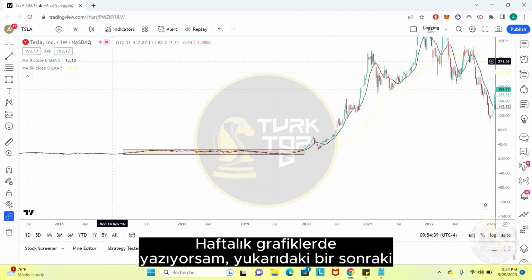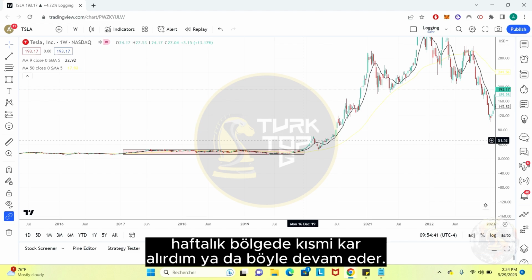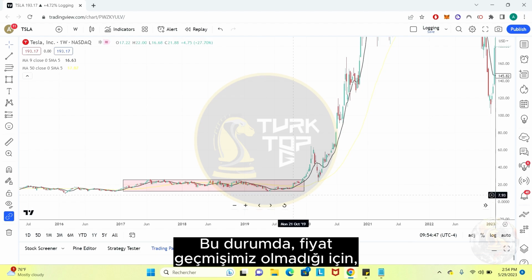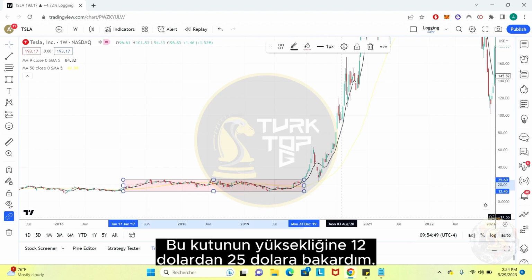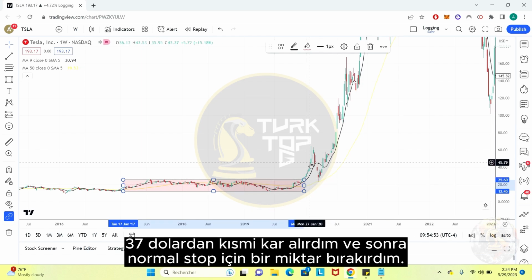If I'm riding on the weekly charts, I would take partial profits on the next weekly zone above. In this case, since we had no price history, I would have looked at the height of this box from $12 to $25. That's around a $12 move. I would have taken partial profits at $37 and then left some for the regular stop.